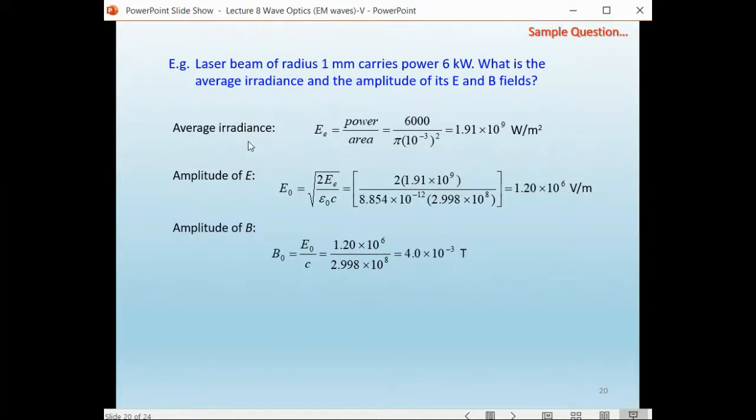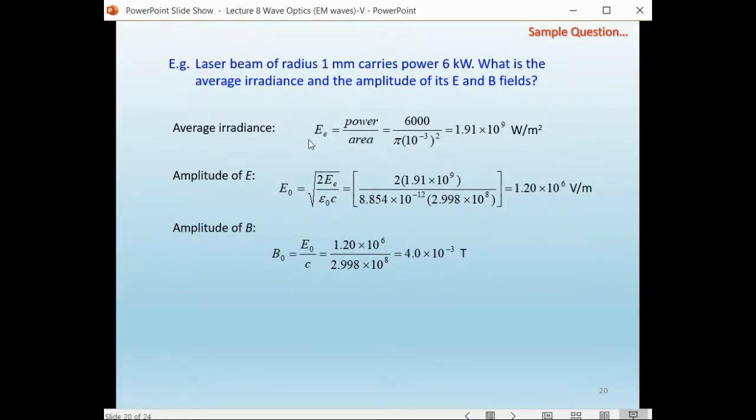The average irradiance is given by the power per unit area, and that would be 6,000 divided by the area of the laser beam, which is pi r squared. And that will give you 1.91 times 10 to the power 9 watts per meter squared.